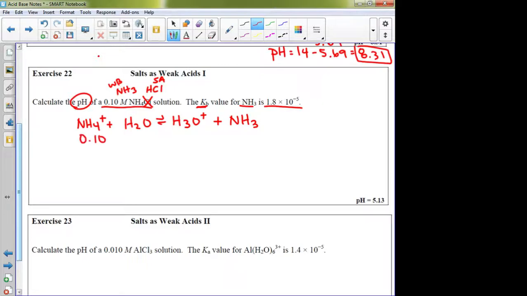Say I started with 0.10 of that. My water doesn't count. I started with 0 of my products. I lost X, I gained X, I gained X. I was at 0.10 minus X, and X and X. Will we get points coming off when we skip between those steps and just go straight to 0.10 minus X? I don't care if you show the RICE table or not. Okay.